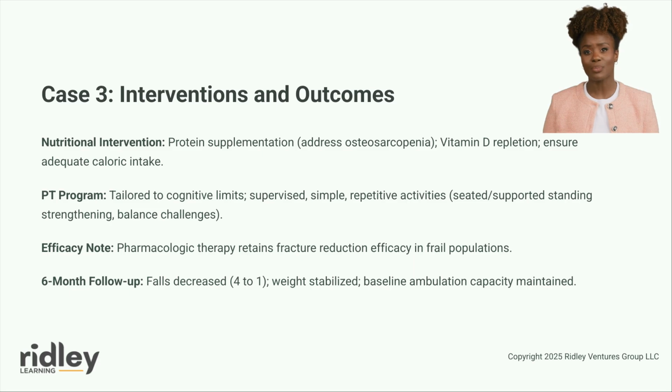Falls have decreased from 4 in the preceding 6-month period to 1, likely reflecting the combined effects of exercise, medication review, and environmental modifications. Her weight has stabilized following nutritional intervention. She continues to require extensive assistance for mobility but maintains her baseline ambulation capacity. The multi-component approach addressing pharmacotherapy, fall-risk medications, nutrition, and tailored exercise has improved her outcomes despite the significant challenges posed by her dementia and frailty.